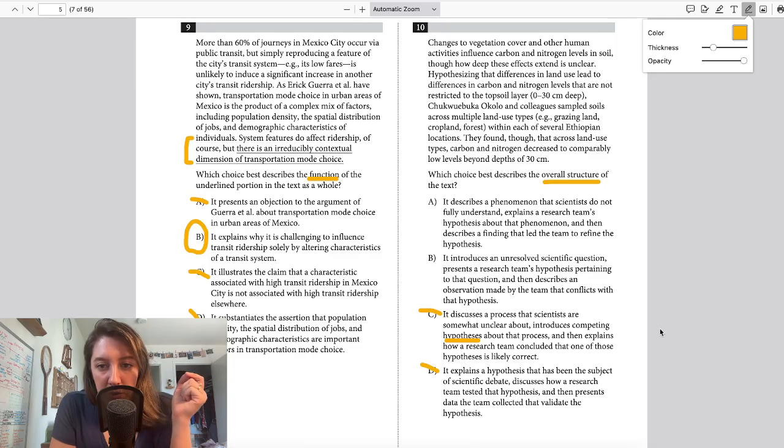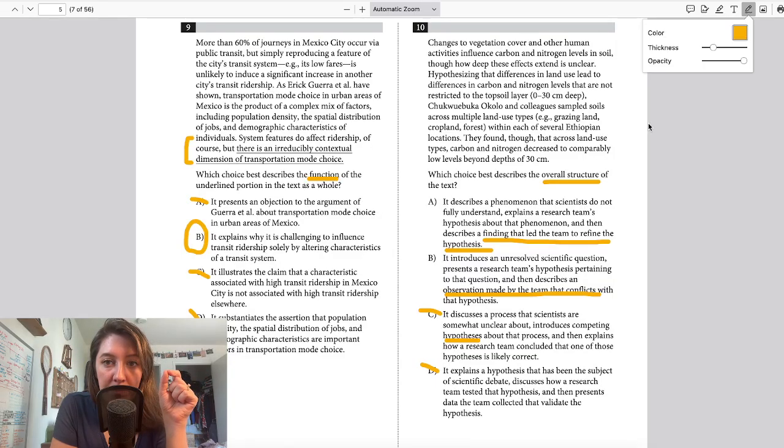So in my opinion, the strongest difference is this last part. It describes a finding that led the team to refine the hypothesis, as opposed to describes an observation made by the team that conflicts with the hypothesis. Okay, let's review. So it says they think the hypothesis is differences in land use lead to differences in carbon and nitrogen levels that are not restricted to the topsoil layer. Okay, so they think the reason for these changes is differences in land use.